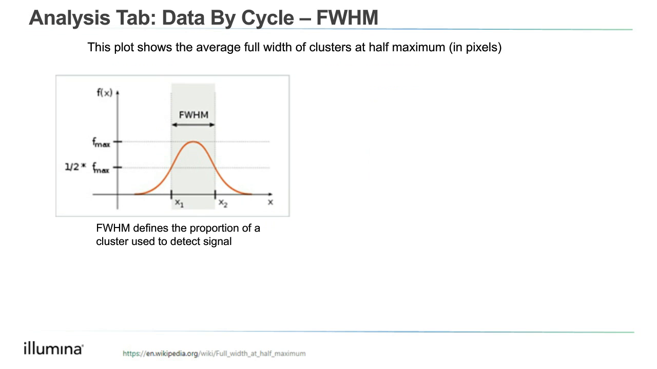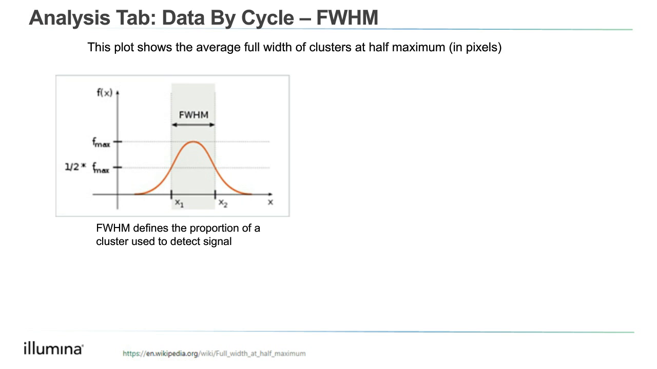Next is the full width half max metric in the data by cycle graph. Full width half max defines the proportion of a cluster used to detect signal. The instrument looks for pixels that are close to the brightest, most central part of the cluster, which allows for better separation of neighboring clusters.